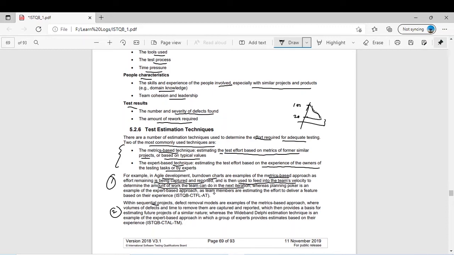Like your testing efforts, your requirements have been tested, now they burn down to the lower value, and you plan accordingly. For example, at the start of the sprint you have planned like 50 test cases, let's say. Now they have burned down from 100 to 50. Now you will put this 50 for the next iteration. So it's a kind of metrics-based data. Like you have data from the runtime, maybe from the previous project, maybe you are getting this data and doing the calculation. And then the planning poker is an example of expert-based approach in agile development.